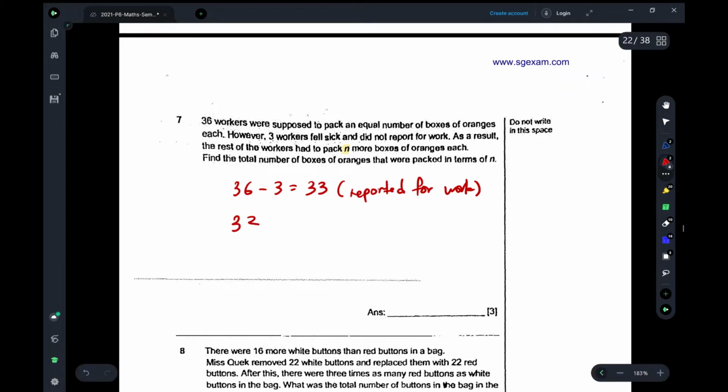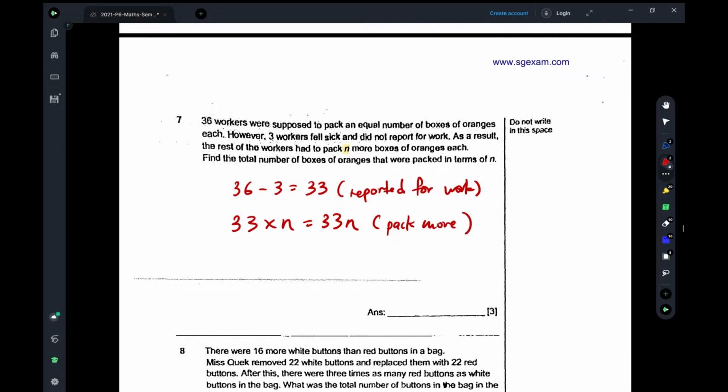So together they have to pack 33N more boxes of oranges together. So they have to pack more. So together they have to pack 33N boxes of oranges more. And why do they have to pack these number of oranges more? It's because of the 3 workers who fell sick.